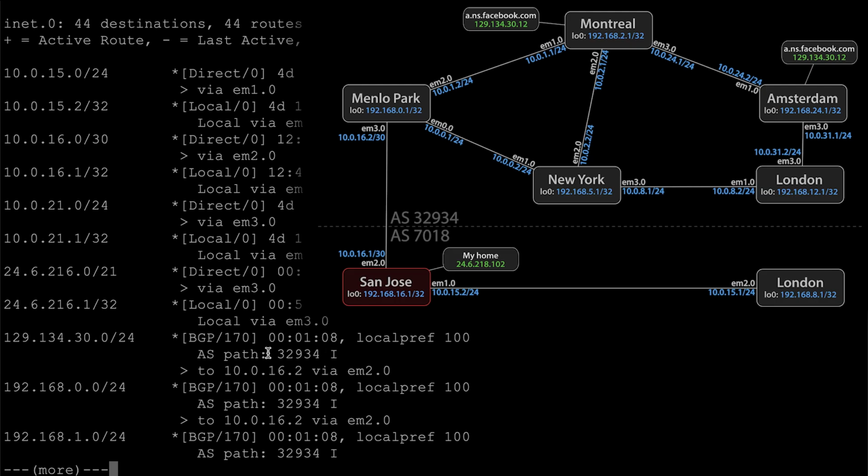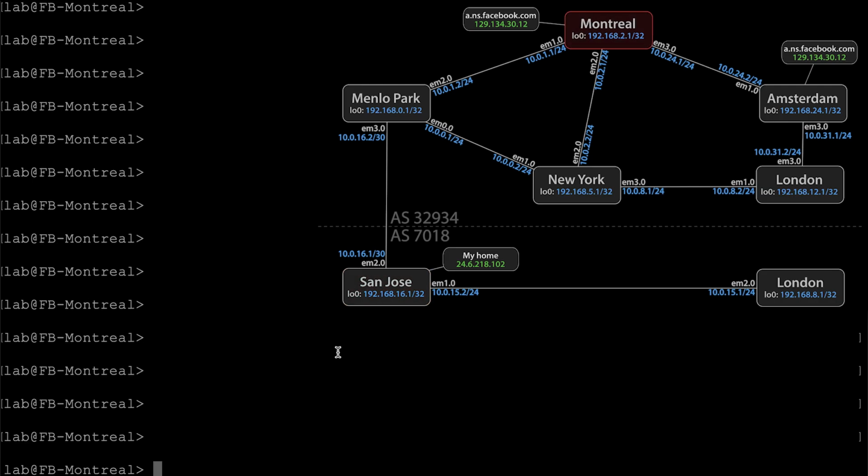And then if this ISP were to be peered with another ISP and send this route on to them, then this ISP would prepend its AS number, and this path would keep a record of how many networks the route has been advertised through. And it's also used to detect loops, because if you receive a route that includes your own AS number in the path, then you know there must be a loop or something, and you can discard that route.